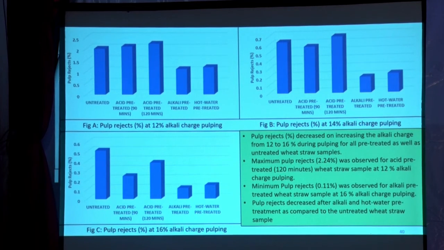These are the results of the screening, that is the pulp rejects. The pulp rejects also decreased on increasing the alkali charge from 12% to 16%. The maximum pulp rejects, that is 2.24%, was observed for acid pre-treated wheat straw sample. Minimum pulp rejects, that is 0.11%, which is very much similar to negligible, was observed for alkali pre-treated straw sample. The pulp rejects decreased after alkali and hot water pre-treatment as compared to the untreated wheat straw sample.